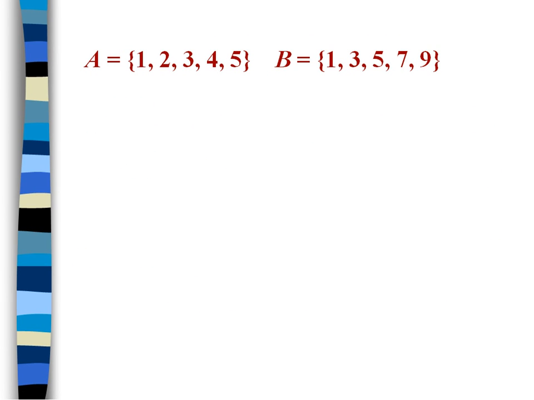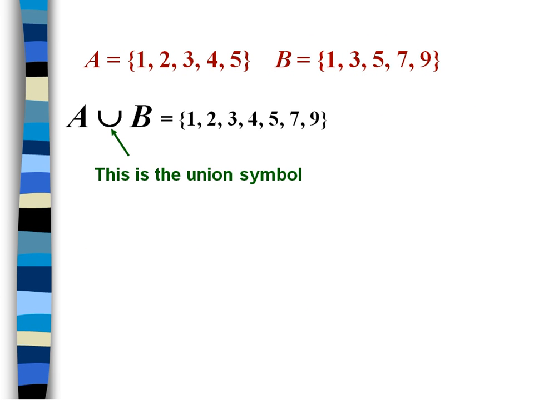Let's look at the set A, which contains 1, 2, 3, 4, and 5, and the set B, which contains 1, 3, 5, 7, and 9. What would be A union B? A union B would be 1, 2, 3, 4, 5, 7, 9. All of the elements that are contained in A and B. Put everything together. Just do not repeat elements.